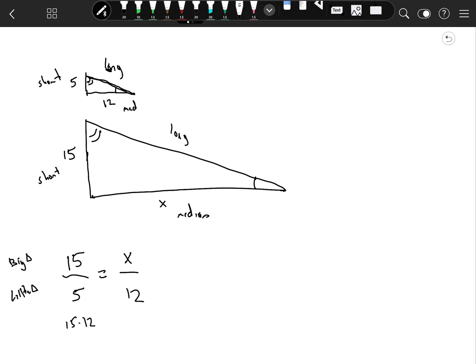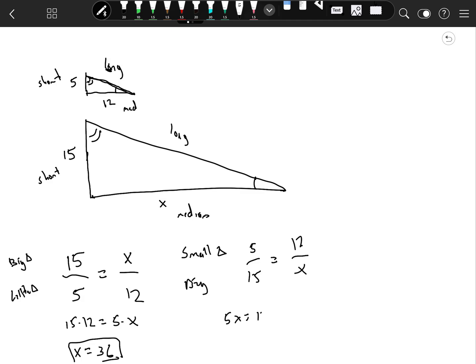And let's just cross multiply. 15 times 12 equals 5 times x. And we end up with, if we did that, x would equal 36. Okay, let's look at small triangle over big triangle. This time we have 5 over 15 equals 12 over x. And if we were to cross multiply, we get 5x equals 12 times 15, which is the same thing over here, so x equals 36 again.